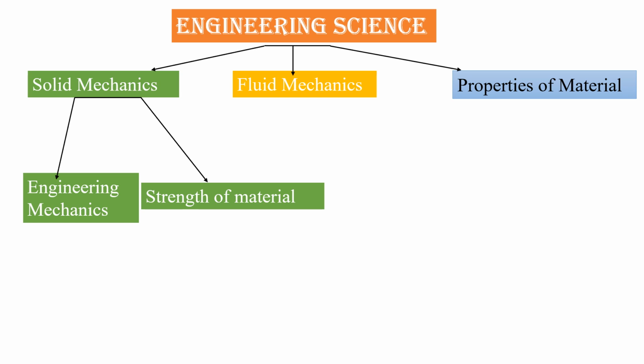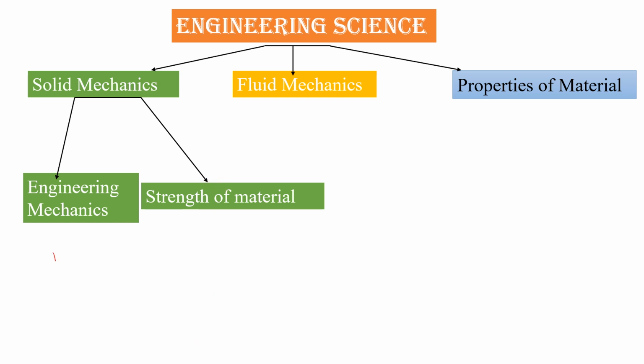Solid mechanics is divided into two parts. First is engineering mechanics and second is strength of material. Engineering mechanics is related to rigid bodies, and strength of material is related to deformable bodies.